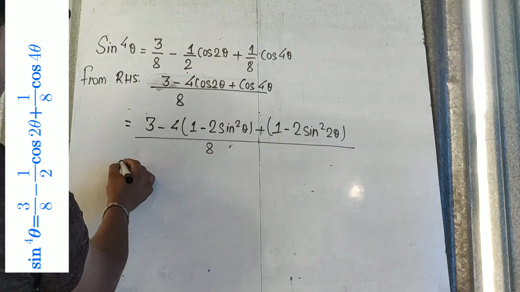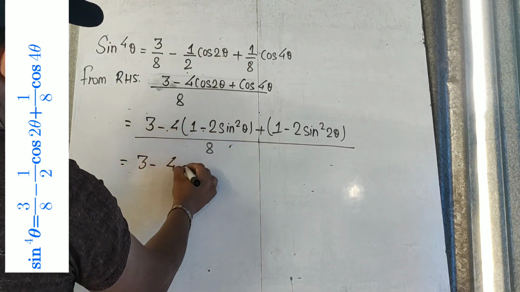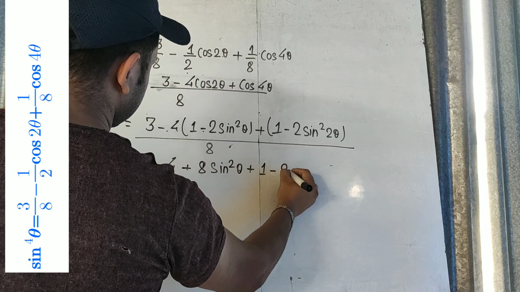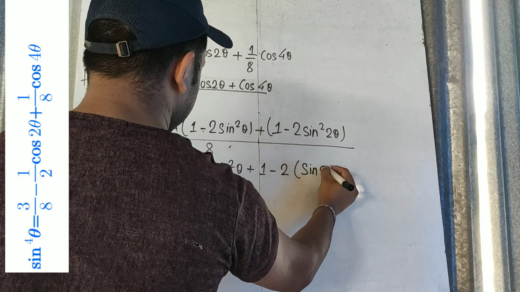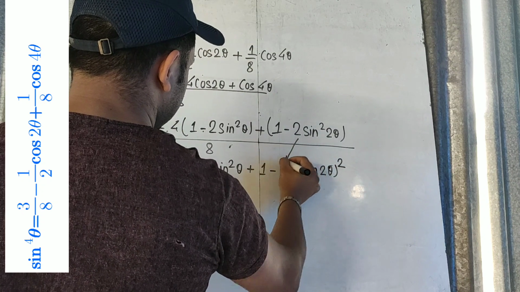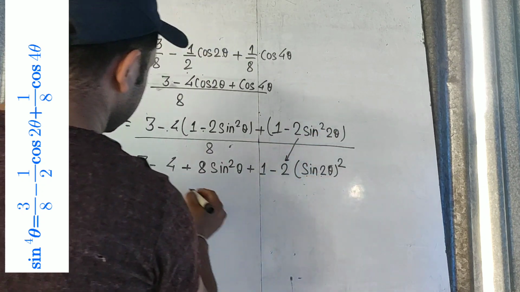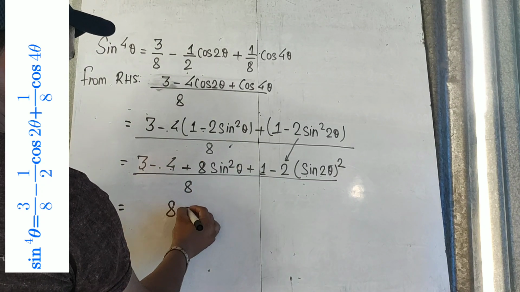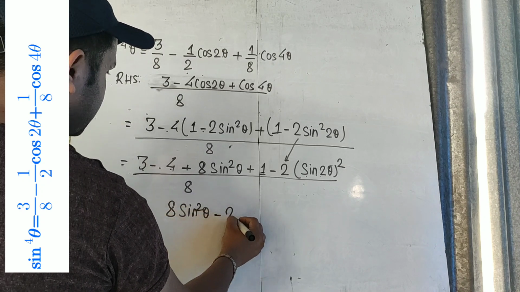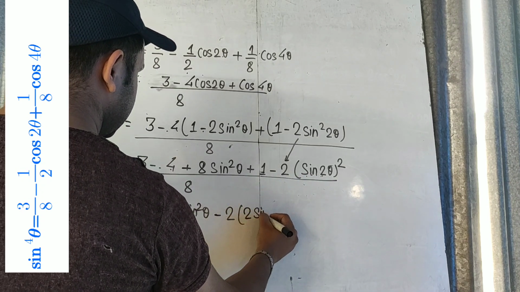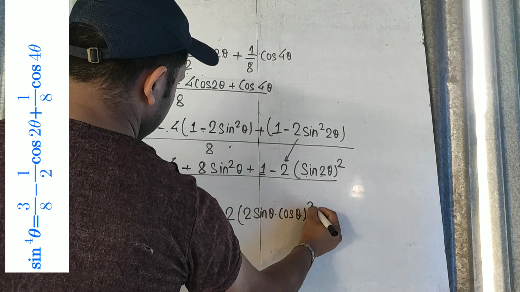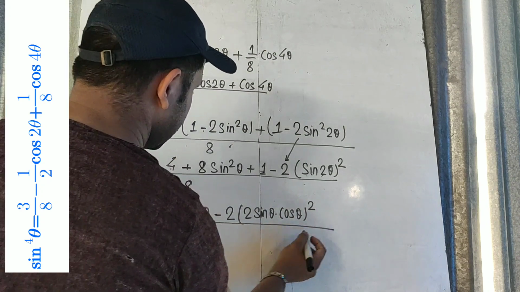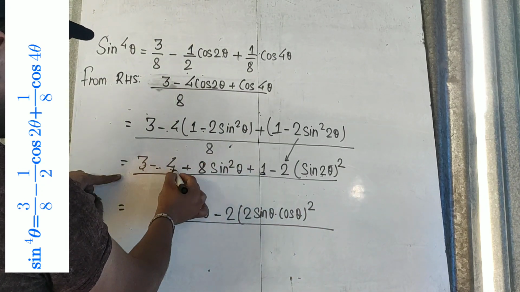Now 3 minus 4 plus 4 2s are 8 sine square theta plus 1 minus 2 sine square 2 theta. Now this can be written as sine 2 theta whole square, divided by 8. 3 plus 1 is 4. 4 minus 4 is 0. So what is left here is 8 sine square theta minus 2 sine 2 theta whole square. Now sine 2 theta is 2 sine theta cos theta, whole square. See, 3 plus 1 is 4, 4 minus 4 is 0, cancel.